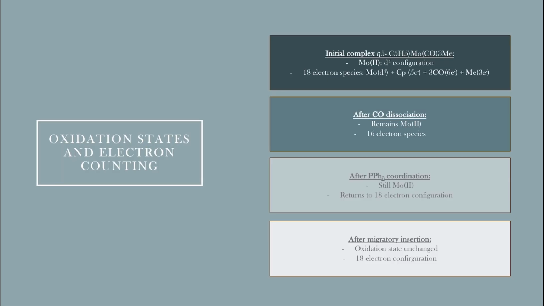Let's analyze the electron counting and oxidation states in this mechanism. Our initial complex compound exists as Mo(II) with a d4 configuration. It's an 18 electron species with the cyclopentadienyl contributing 5 electrons, 3 CO ligands contributing 6 electrons, and the methyl group contributing 3 electrons. After CO dissociation, the complex remains Mo(II) but becomes a 16 electron species, making it coordinatively unsaturated and favorable for ligand association.